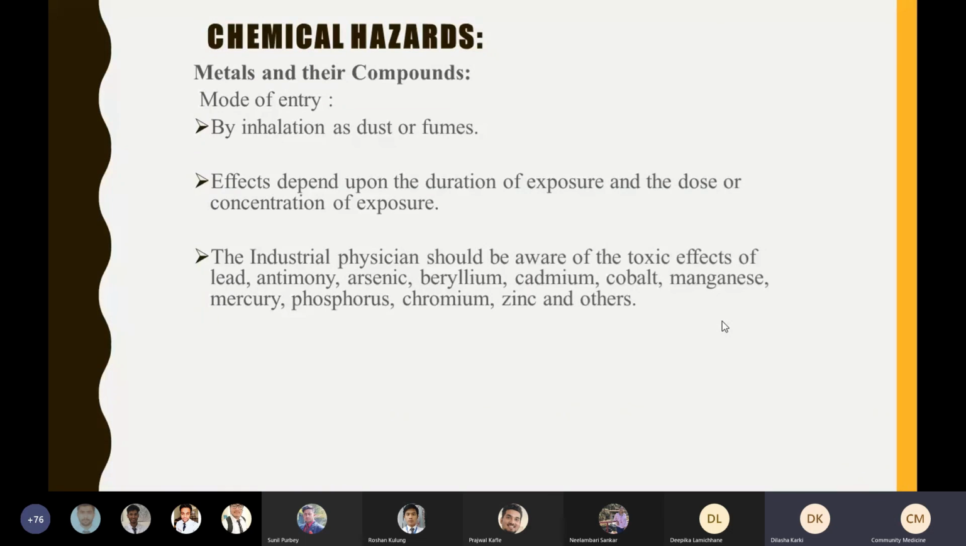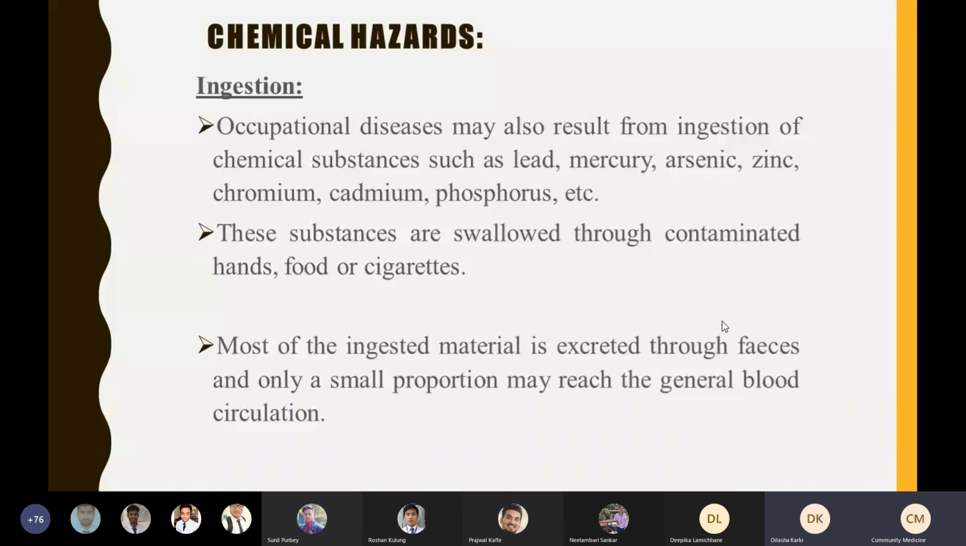And also the metals and their compounds. The mode of entry of the metal is by inhalation, and its effect depends upon the duration of the exposure, for how long the person has been exposed to that particular metal. Industrial physicians should be aware of the toxic effect of lead. You know lead, lead is very poisonous. So lead, arsenic, cadmium, cobalt, and mercury are very common types of metal. These are good examples of metals leading to chemical hazards.